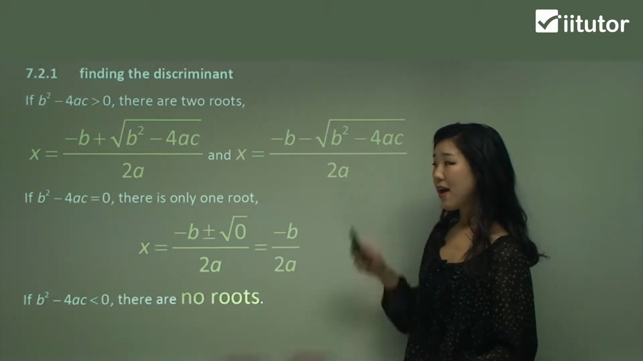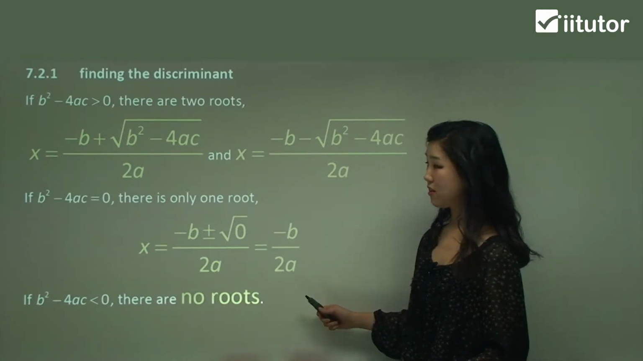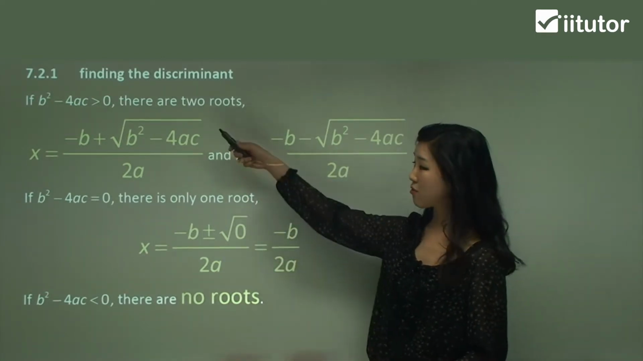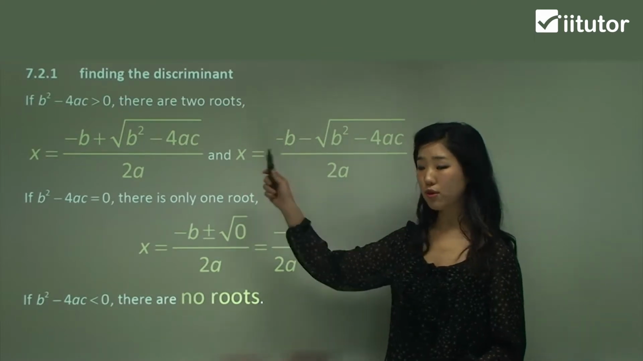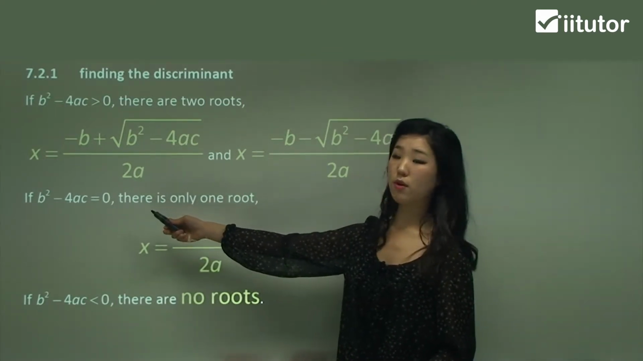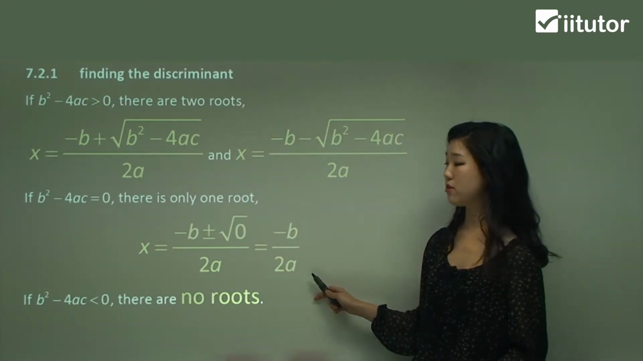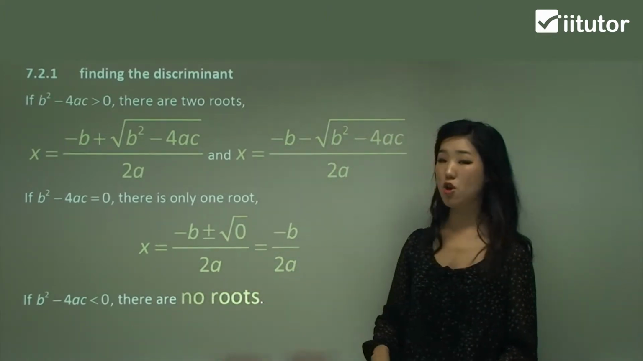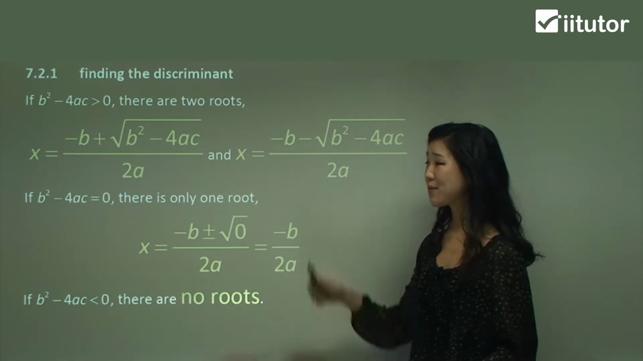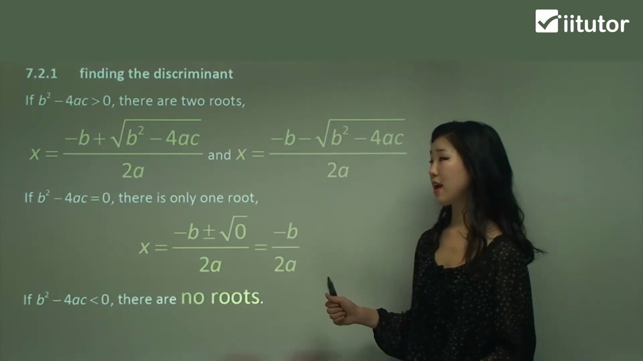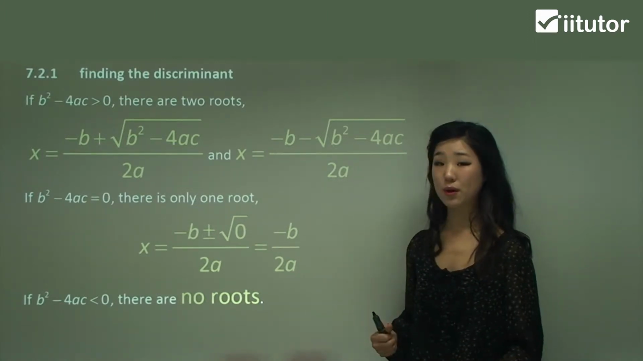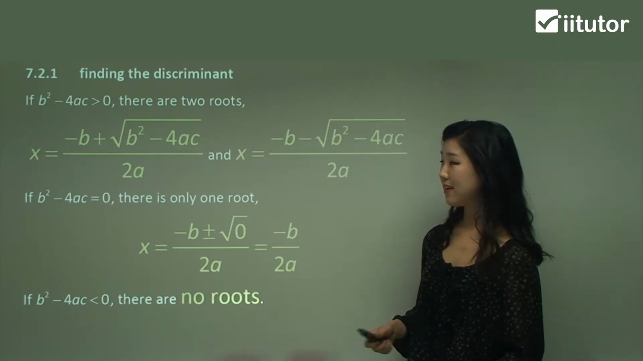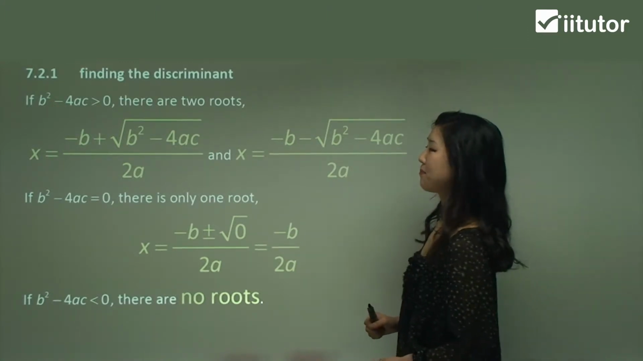Okay, so those are the three conditions for discriminant. One that's greater than 0, which is going to have two roots. One that's equal to 0, which is going to have just one singular root. And one that's negative or less than 0, this will have no roots at all. Okay, so please remember these three cases, okay, because we're going to be applying these a lot into our questions. Okay, let's move on to our questions.